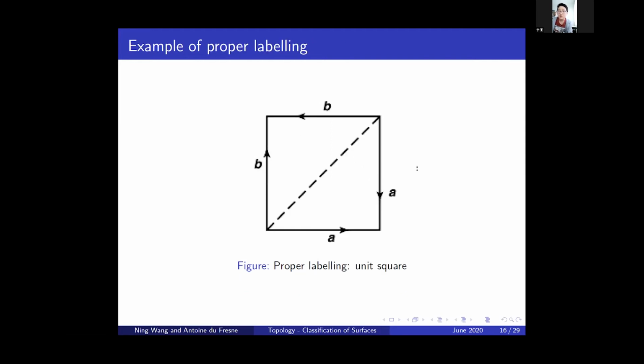The unit square is a polygonal region with a proper labeling applied. In fact, it has an even number of edges and the labels A and B appearing exactly twice. So when we paste the A together and the B, the resulting quotient space is locally homeomorphic to R2.